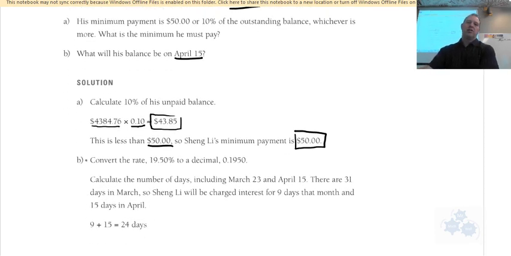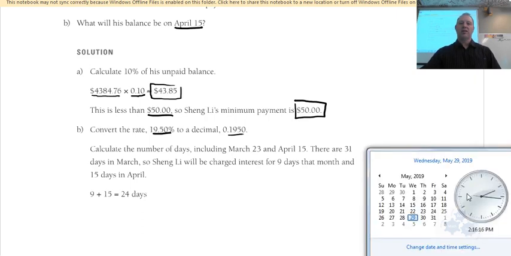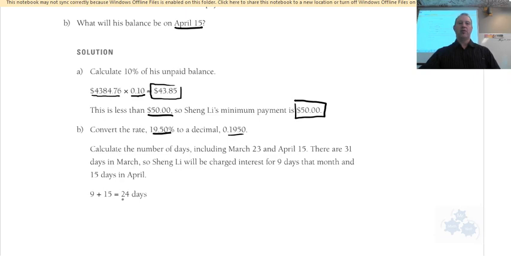So it's a yearly interest rate of 19.5%. That as a decimal is this. So the number of days between March 23rd and April 15th, and if you can get on a calendar, wherever, 23rd, and you can count the number of days to April 15th, and the number of days there will be 24 days.